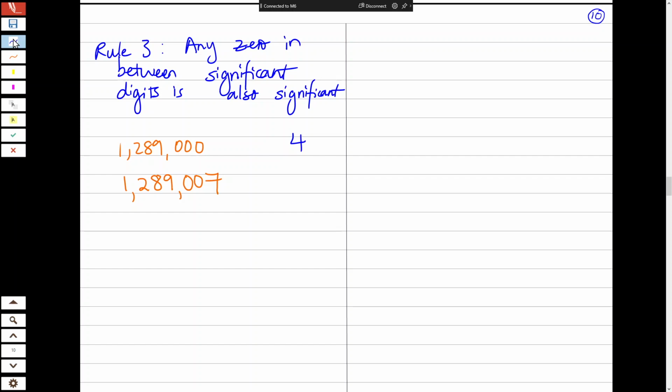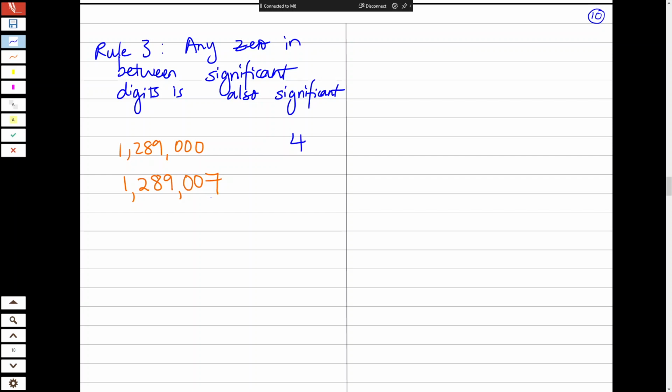How many significant figures do you think are in this number? Top one and bottom one. So there's 4 in the top one. You include 7.